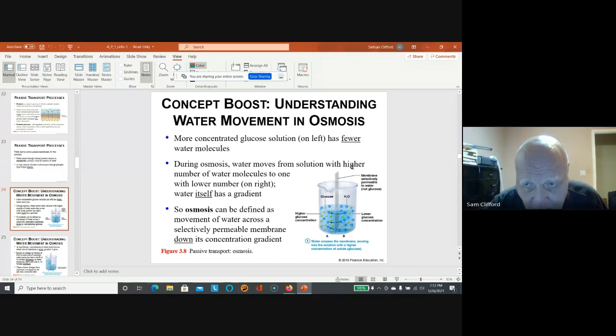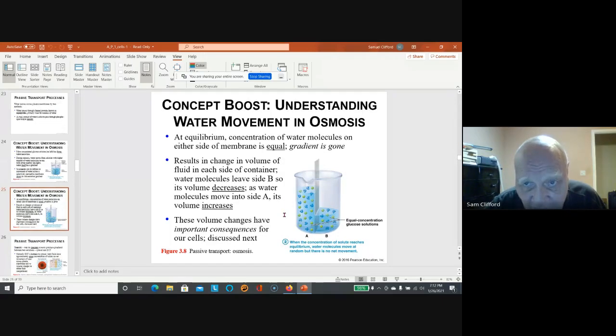So osmosis moves from a higher number of water molecules to the lower number of water molecules. So make sure you know this definition of osmosis. Water will move through a membrane to establish equal concentrations, and that may change the volume of water.